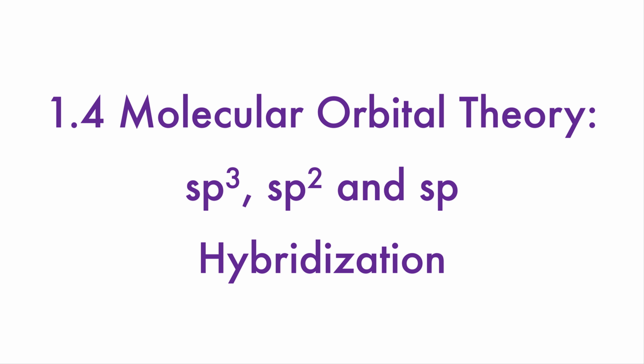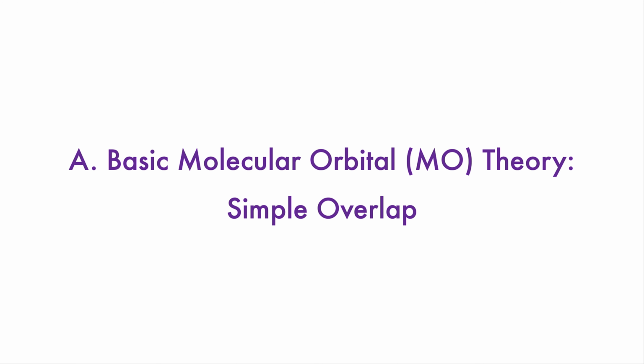Let's talk about molecular orbital theory and its most important result for organic chemistry: sp3, sp2, and sp hybridization of orbitals. First, let's review some very basic molecular orbital theory and some examples of simple overlap of orbitals to make bonds.